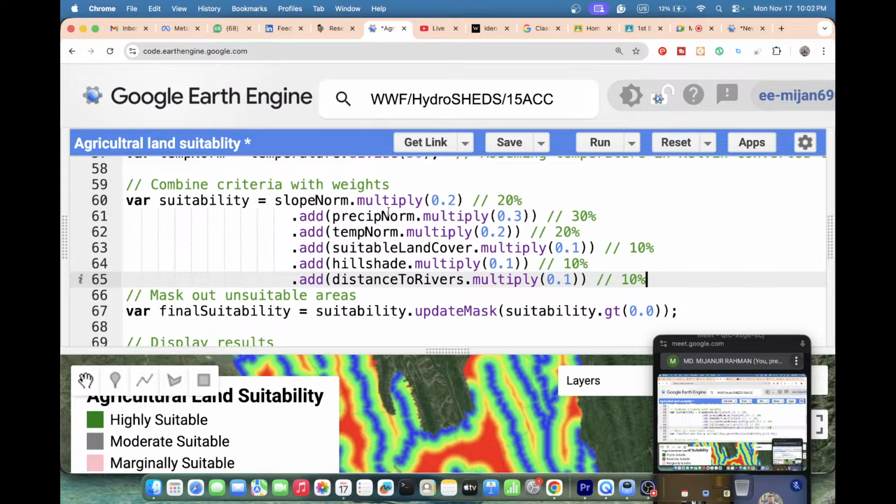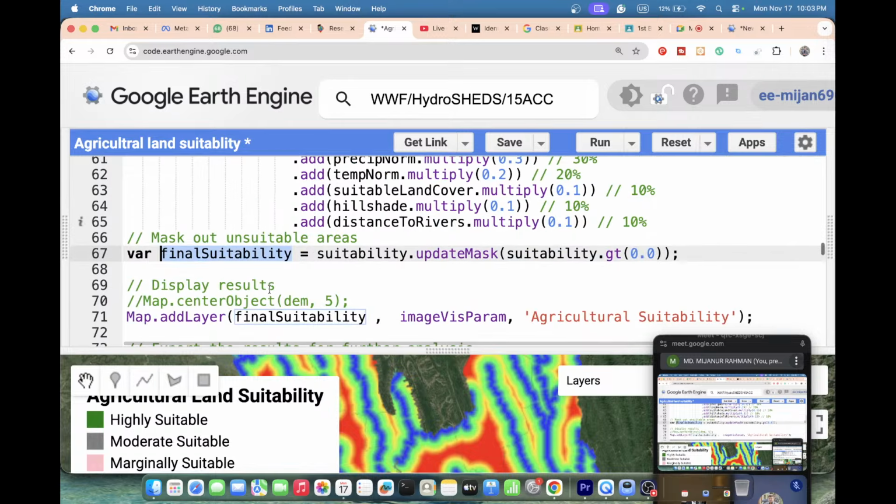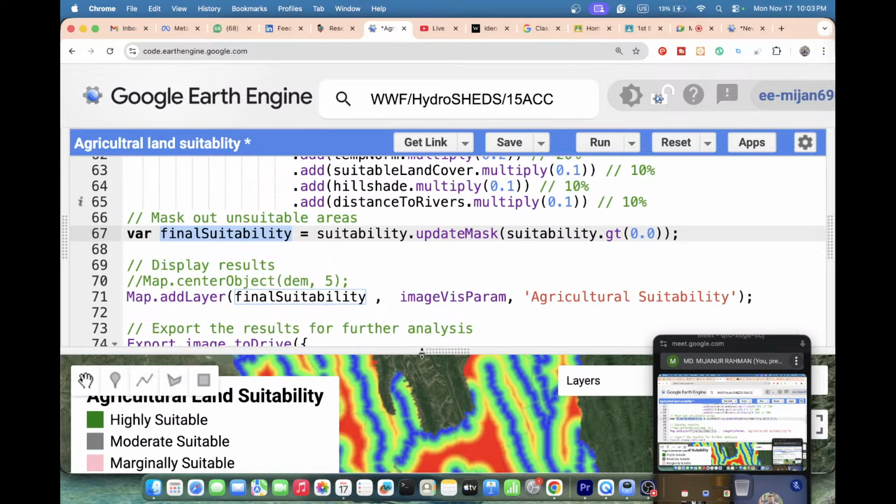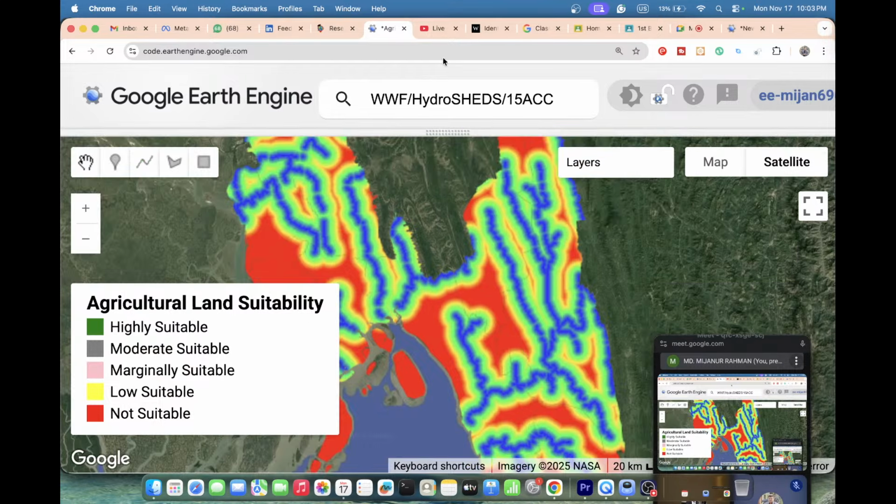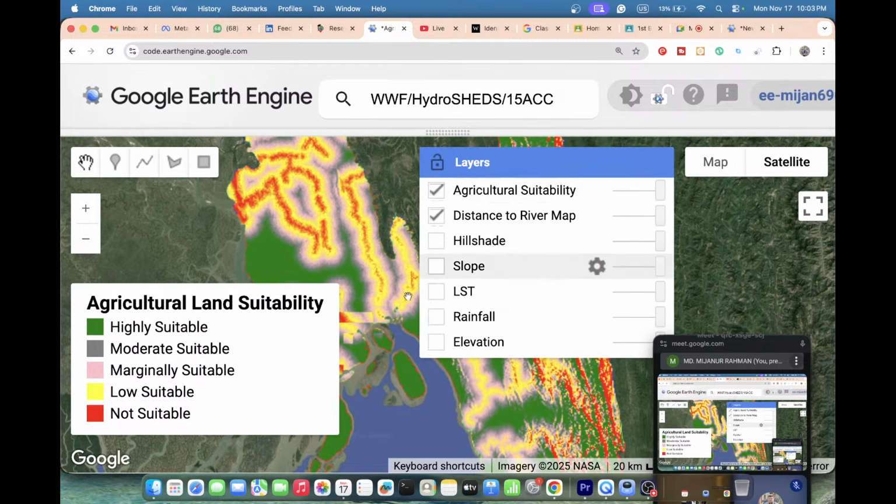Now finally, we set that suitability is greater than 0. Greater than 0, because when I made the normalization it was just two classes, 0 and 1, so I simply take all values greater than 0. So I put greater than 0 and take the final suitability. Then we simply add this final suitability as a layer. We find this type of agricultural land suitability.